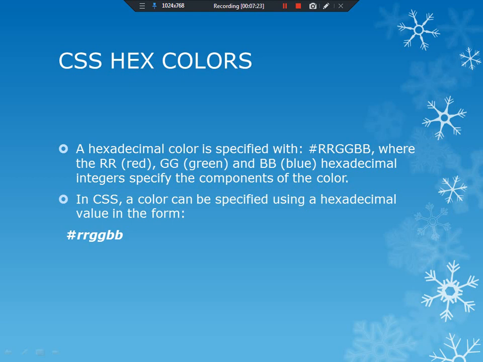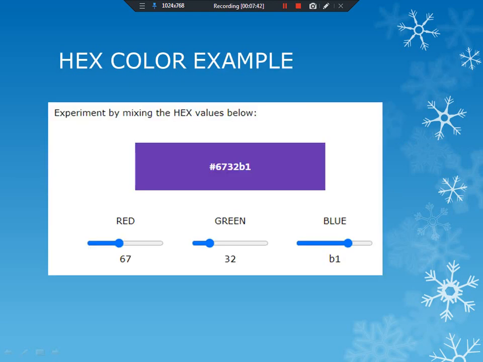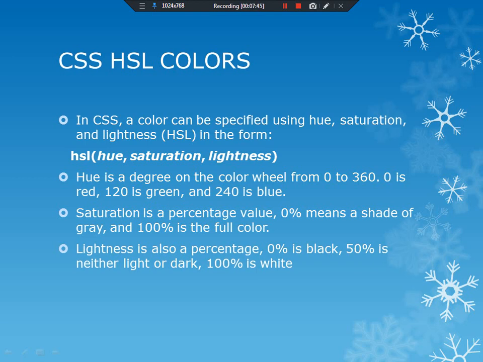A hexadecimal color is specified with #RRGGBB, where RR (red), GG (green), and BB (blue) hexadecimal integers specify the components of the color. In CSS, a color can be specified using a hexadecimal value in the form #RRGGBB. Hex color example. CSS HSL colors.